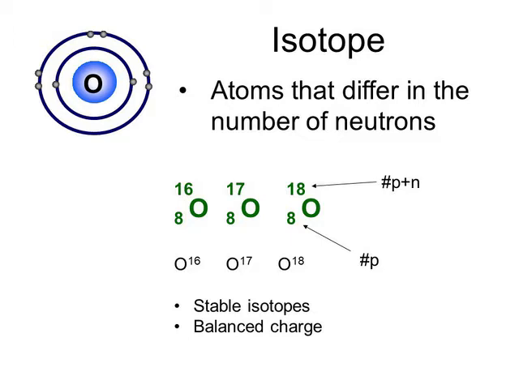So yeah, when you're talking about isotopes, it has the same number of protons and the same number of electrons. It may have a different number of neutrons in its nucleus. So oxygen 18 definitely will be heavier than oxygen 16.